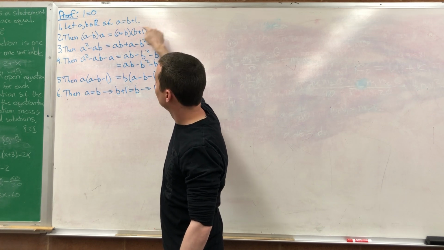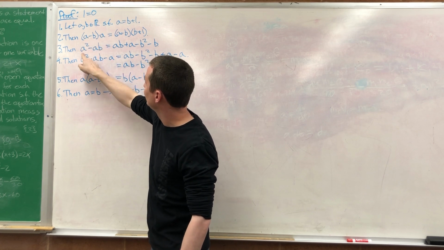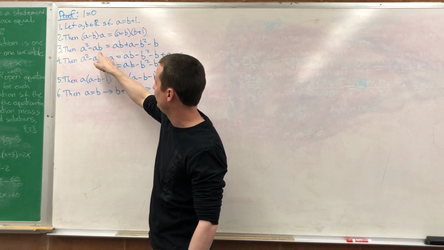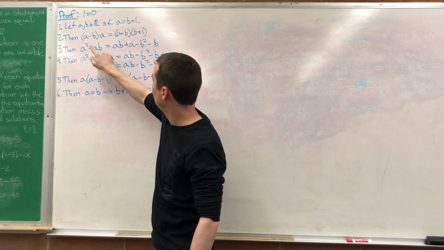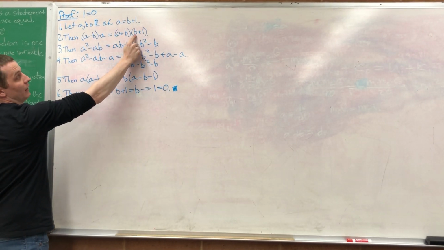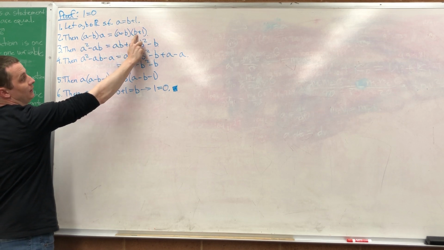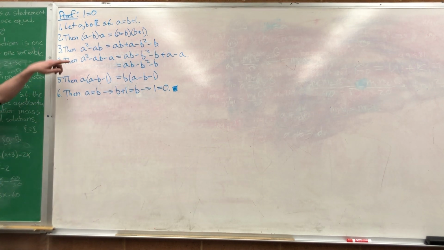Yep. So, now I'm going to distribute the a into each of those terms. A times a is a squared. A times negative b is negative ab. That was distributing this out. Over here, a times b is ab. A times 1 is a. Negative b times b is negative b squared. Negative b times 1 is negative b. You follow that? Yeah. Just distributing.